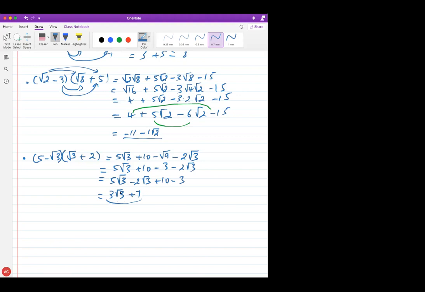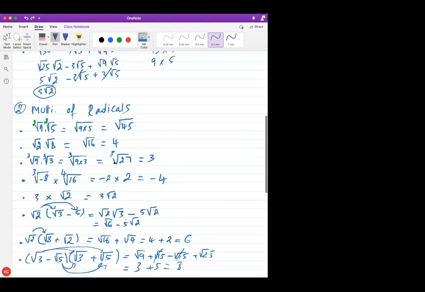Again, we do not add these because there's no radical here. If we have another radical here like this, we could add them, but these are different. We do not add 3 and 7. This is a radical number. This is a whole number. They're not like terms. They stay the same. This is like adding 3x and y. We can't add them. They stay the same. So that's basically what this is.